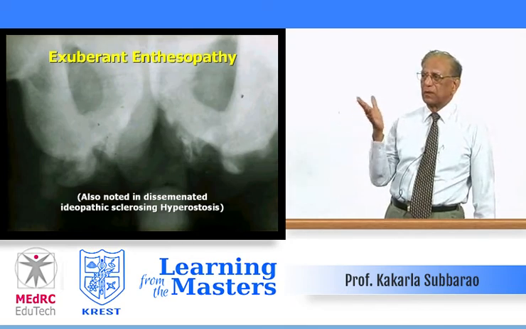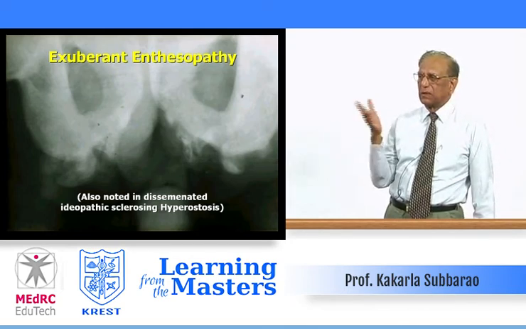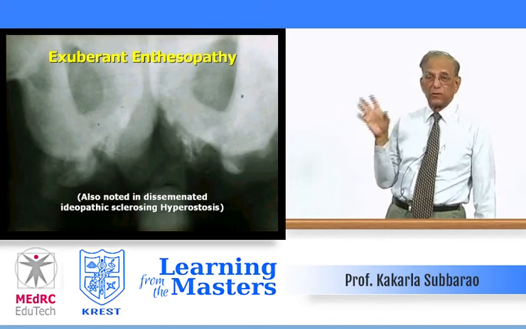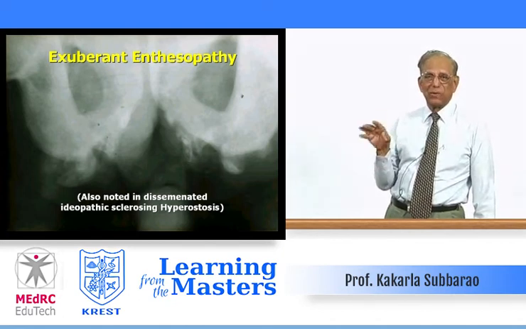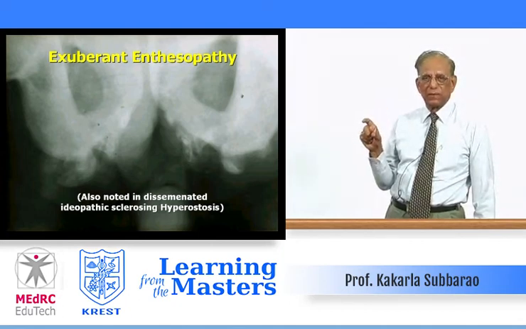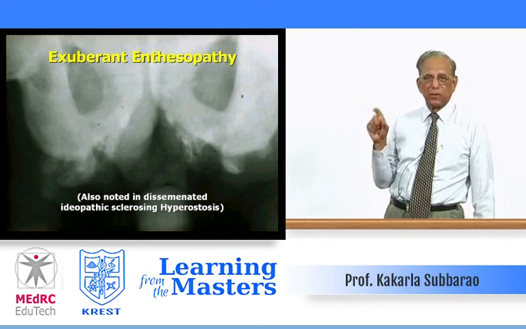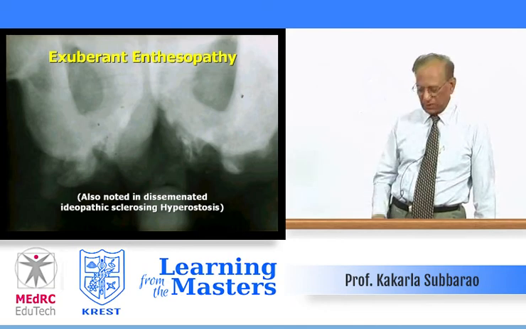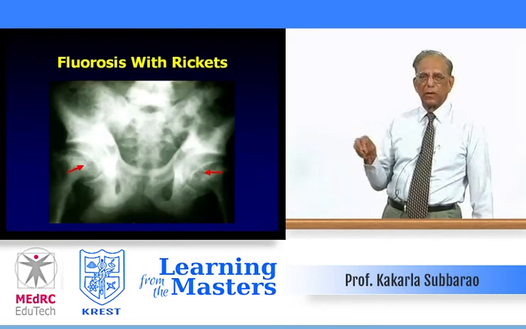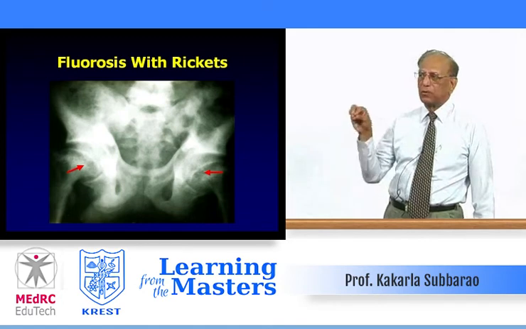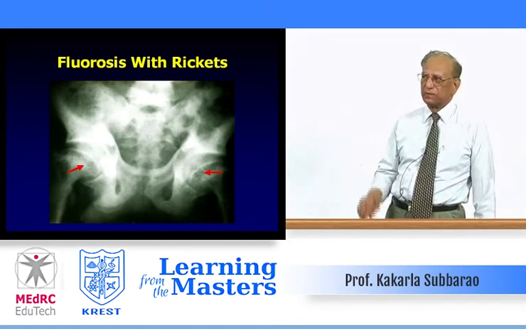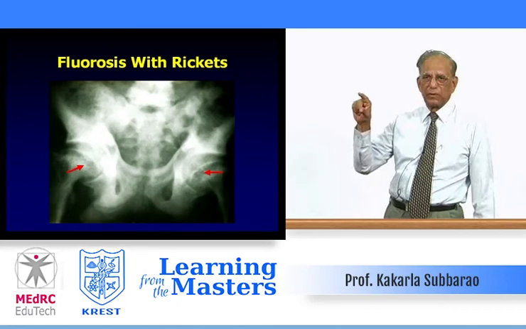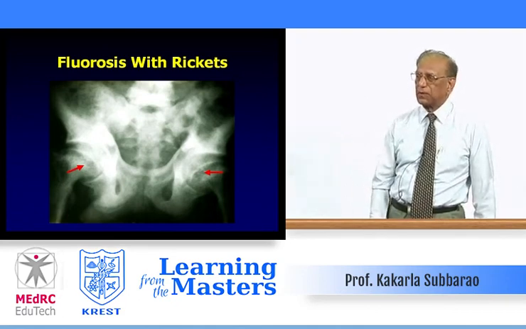Exuberant enthesopathy is also noted in disseminated idiopathic skeletal hyperostosis, so-called DISH. But in DISH, which occurs usually in adults, older people, you don't find osteosclerosis as you find in fluorosis. In children, particularly coming from endemic areas, there may be associated rickets also. Look at the widening of the space between the epiphysis and metaphysis, classical of rickets, the complication.